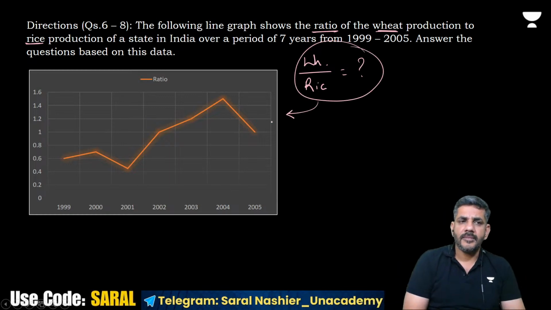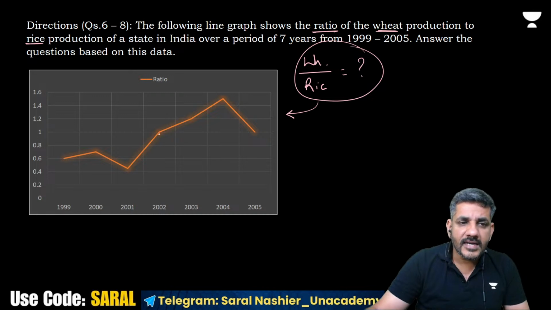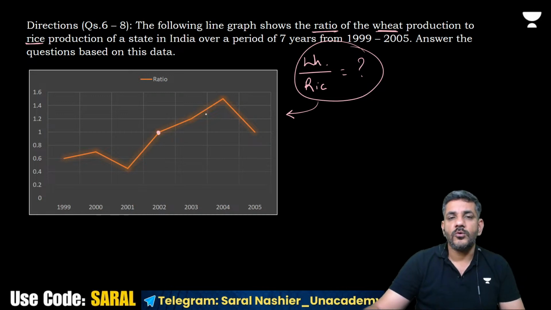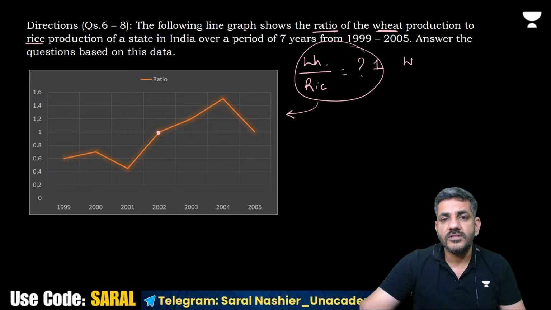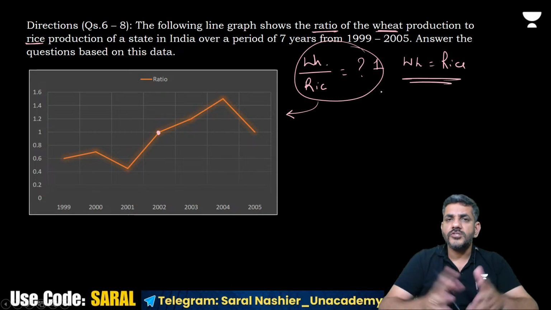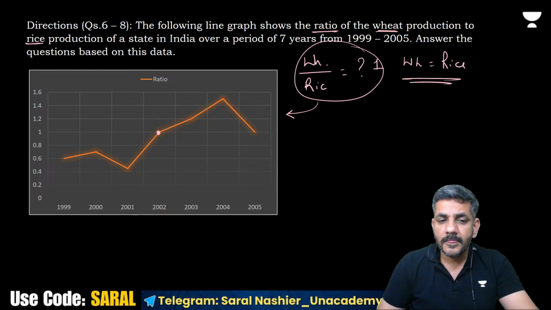What does that mean? So when it is equal to 1, I see in 2002 it is exactly equal to 1. So if it is equal to 1, I would say that wheat production is equal to that of rice production, because when you cross multiply, you get them equal, right?